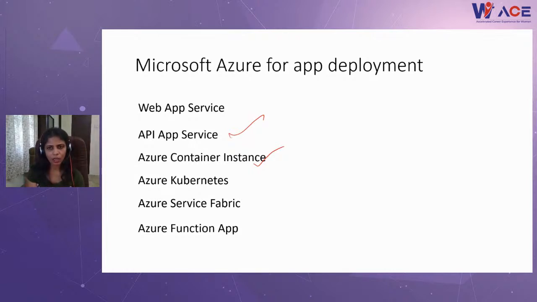What if I'm developing an enterprise application and I have 50 services or hundreds of services that need to be deployed and some sort of orchestration is required? You can go ahead and use Azure Kubernetes. And even for microservices, we have one more option, which is Azure Service Fabric. And then you have Functions.